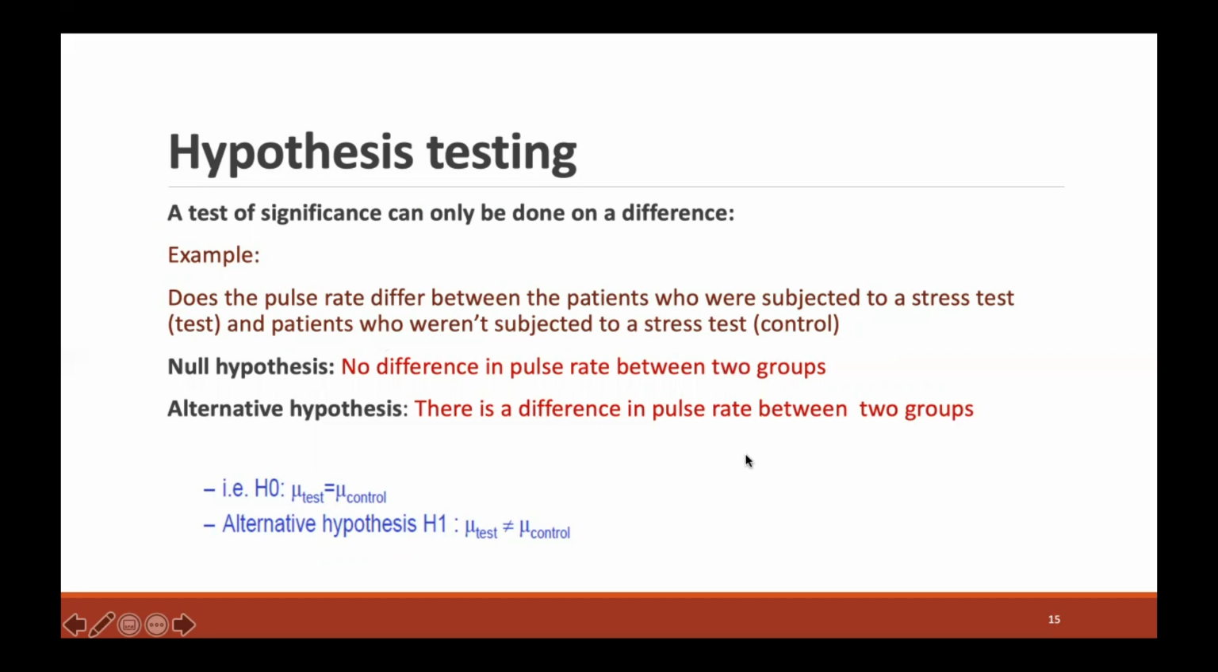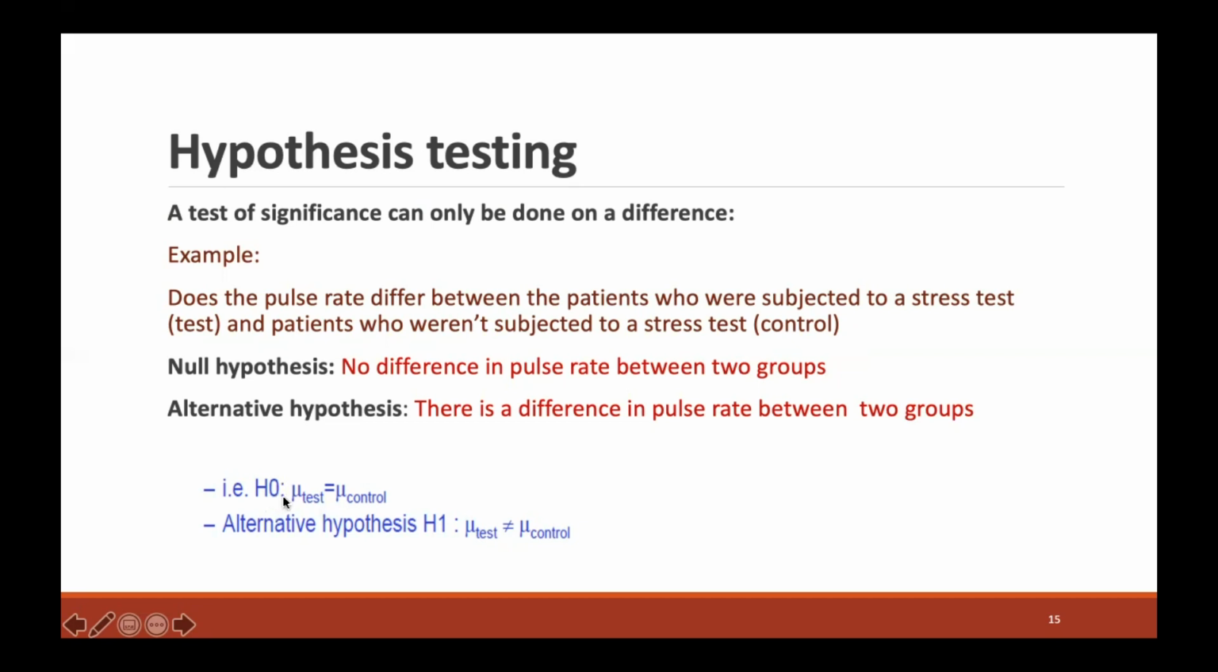So how do we derive a null hypothesis? A hypothesis is always about testing a difference between two variables. Usually, we consider the central tendency variables like mean, median, mode to compare between two groups. So here we compare the mean of the test and the mean of the control to derive the hypothesis. The null hypothesis is there's no difference in pulse rate between two groups. The two groups are the test group and the control group. The alternative is there is a difference in pulse rate between two groups.